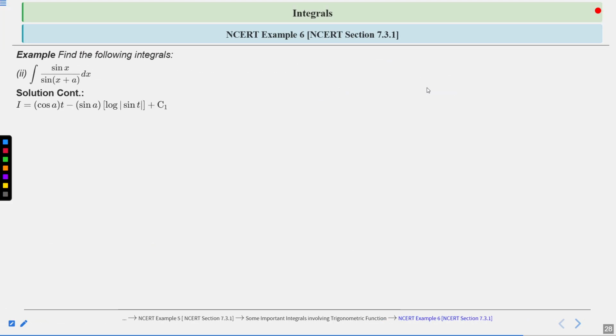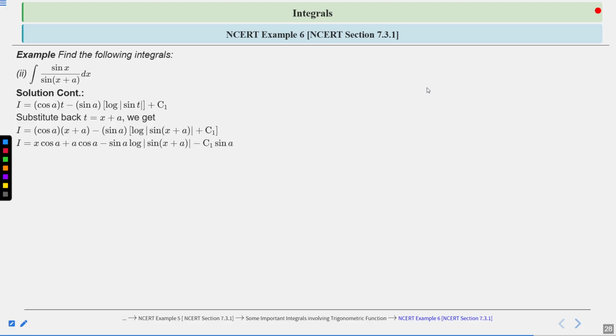So I will be equal to cos a into t minus sin a log mod sin t plus c1, right? Now substitute back t is equal to x plus a. We will get I is equal to cos a into x plus a minus sin a into log mod sin x plus a plus c1.